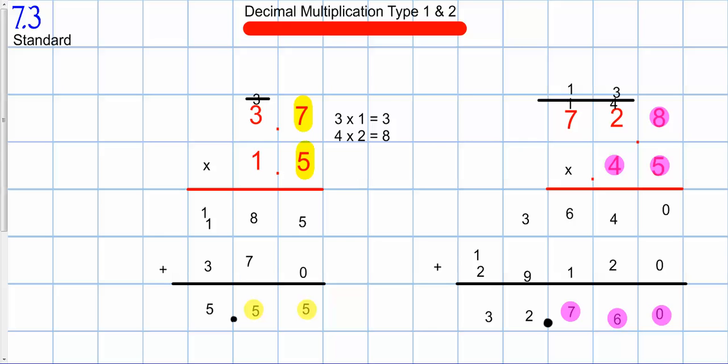So let's do our check again. So I've got 72 times 0 equals 0. And 73, sorry, 73 times 1 equals 73. So is my answer in between 0 and 73? It most certainly is. So chances are if I did everything correctly, I am right. And that is decimal multiplication type 1 and 2.